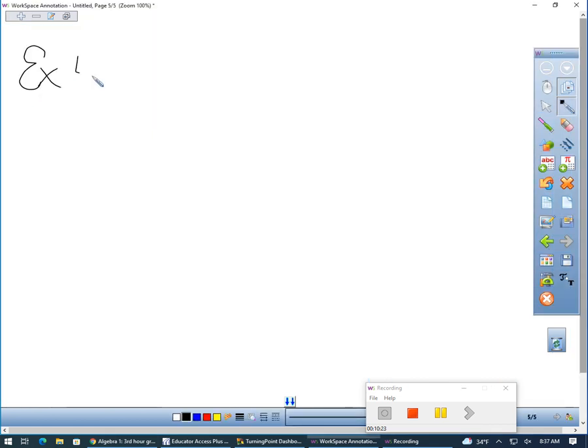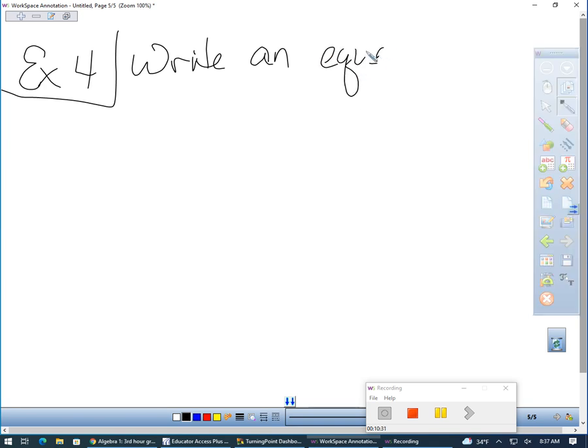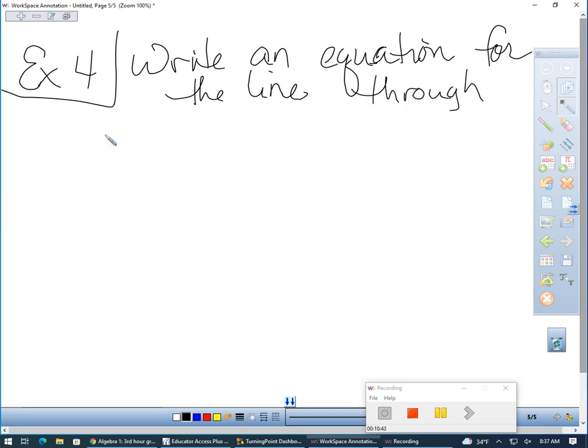Example number 4. Write an equation for the line through, I'm going to give you 2 points. The first point is (3, 7). The second point is (0, -2).